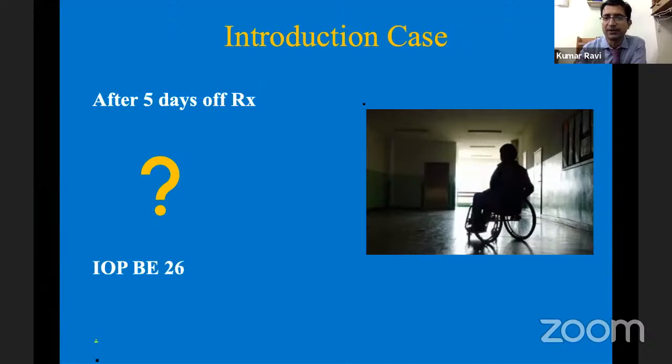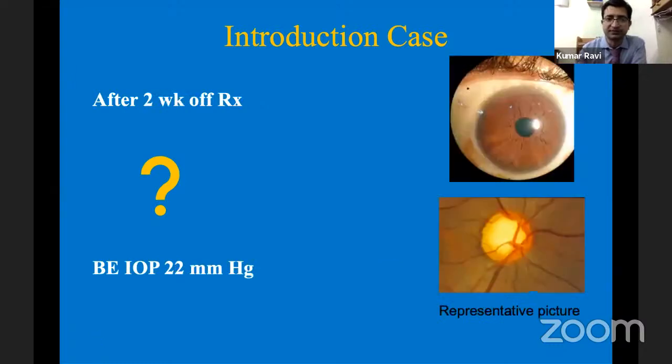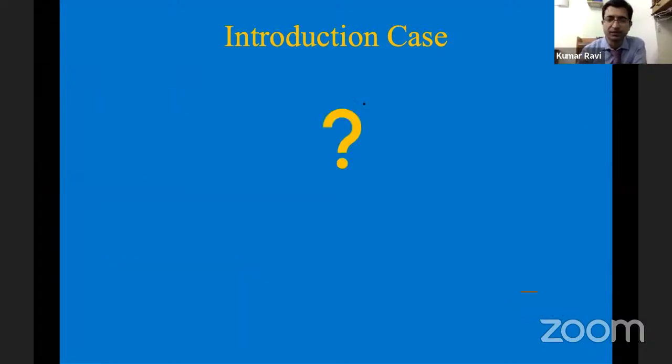And after 5 days off medication, the patient's IOP was 26. And after 2 weeks of completely being off medication, his IOP was almost in the normal range. So this is again a representative photo. Okay, so this was basically a simple, normal case of a large physiological disc, which was misdiagnosed as glaucoma.